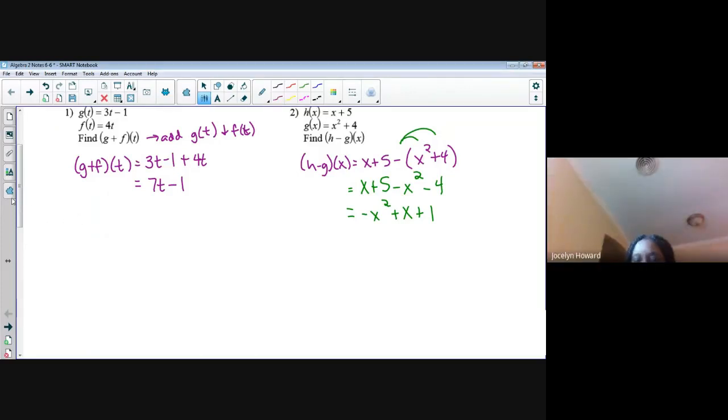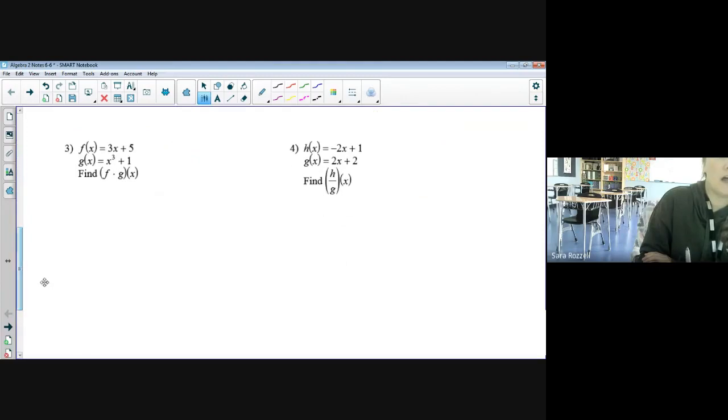All right, number 3 and 4. On 3, we have this little teeny tiny dot. What's that little teeny tiny dot mean? What operation is that? Multiply, so we're going to do F times G. And on number 4, we've got H over G, so then that one we will divide.